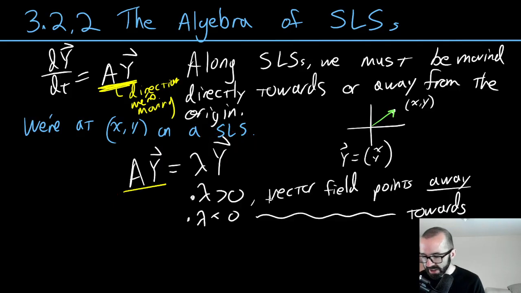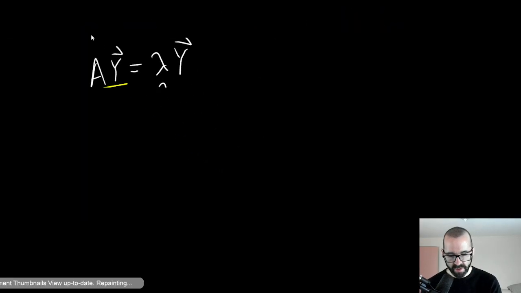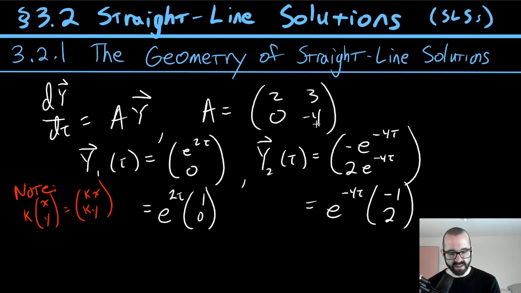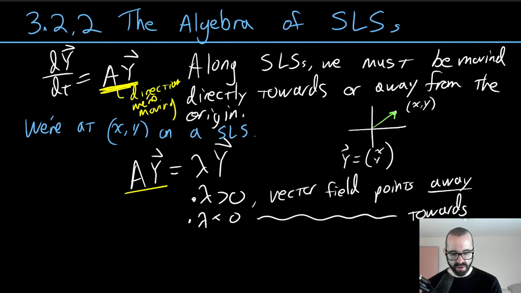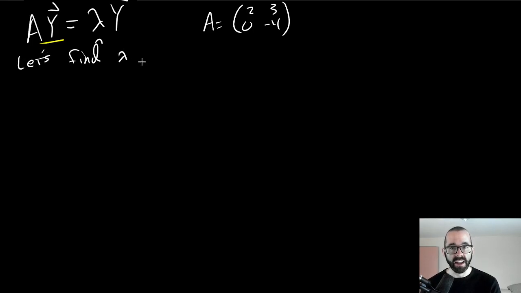Okay, so let's play with this. Let's find those. We can find these no problem. Let's just take this equation and work with it. All right, what was A? Well, let's work with our last example where A is [2, 3; 0, -4]. Okay, let's find lambda. Let's find the scaling and the direction. Let's call the direction v.